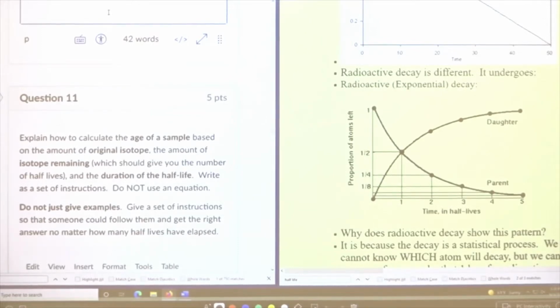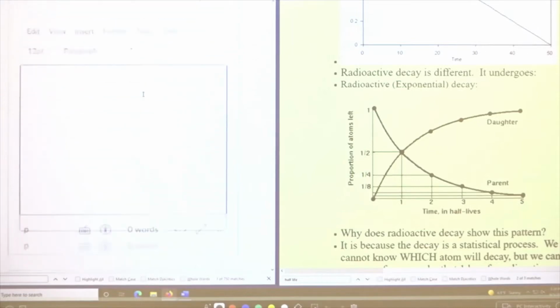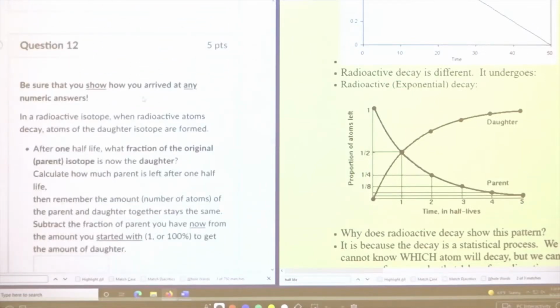Okay, I'm going to skip over this question actually and come back to it in a little while because I want to go to this question, which a lot of people had trouble with.